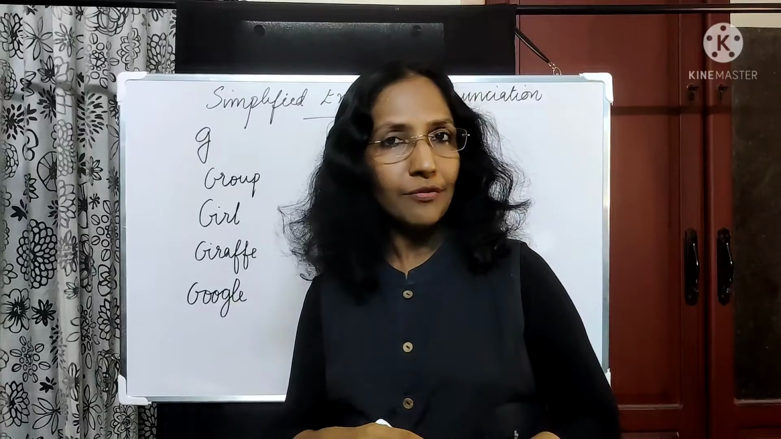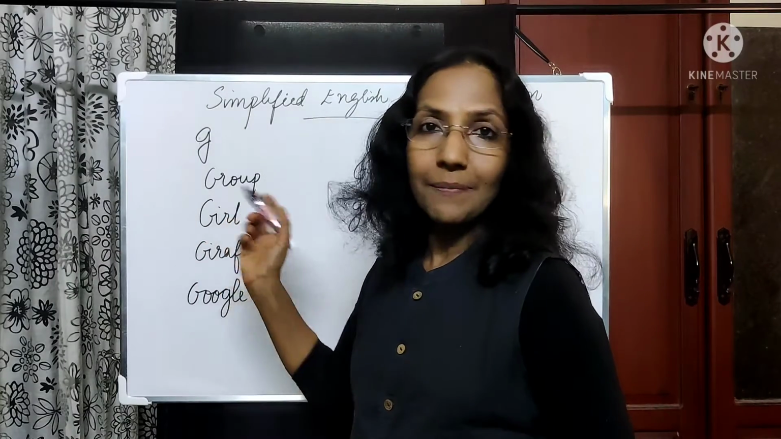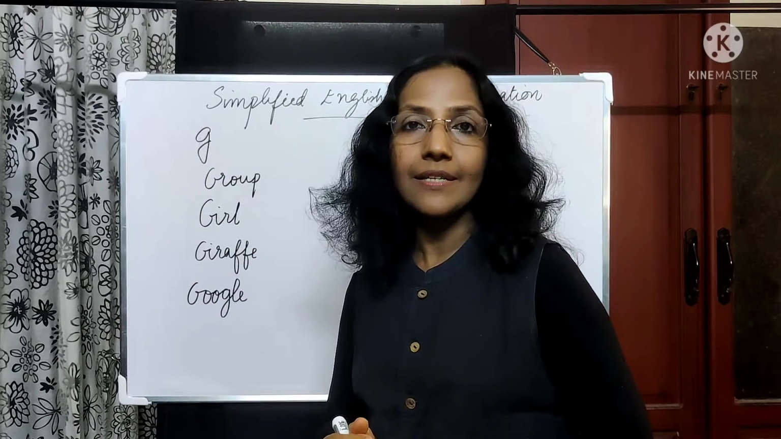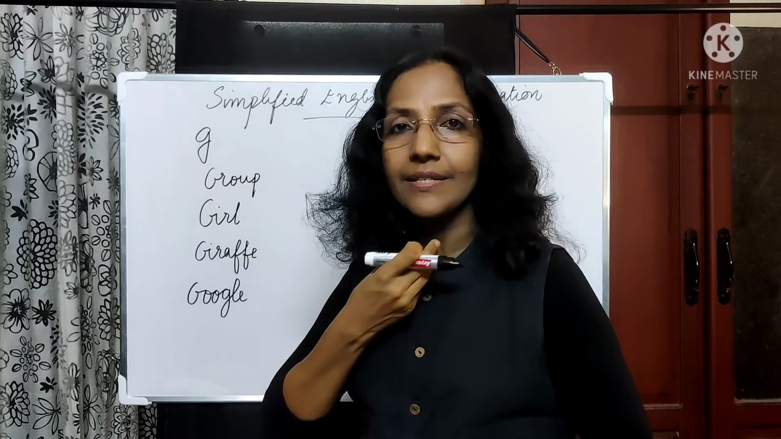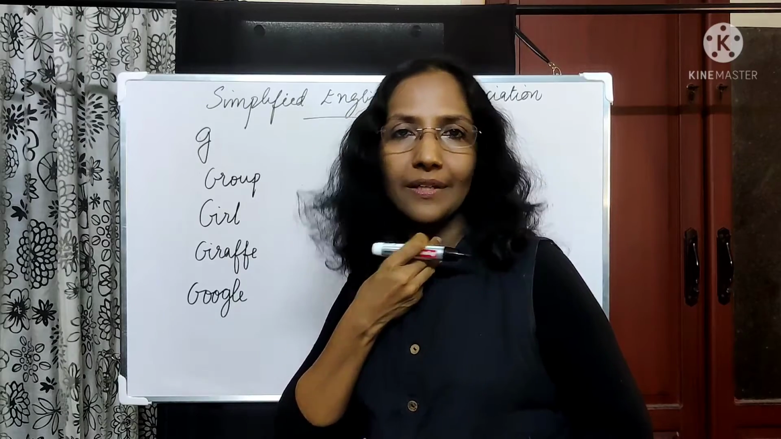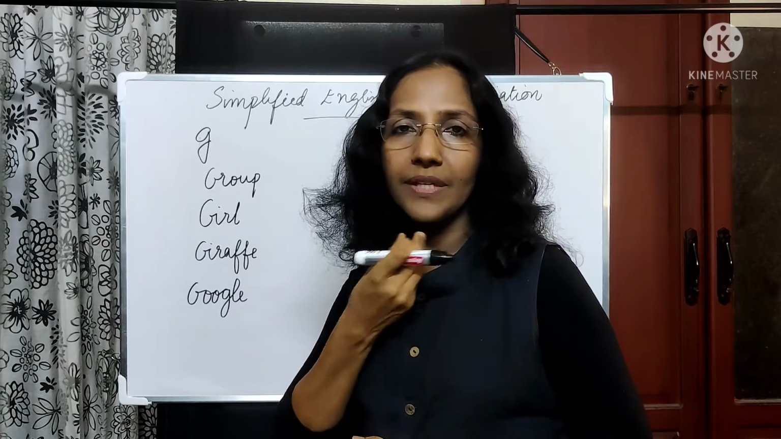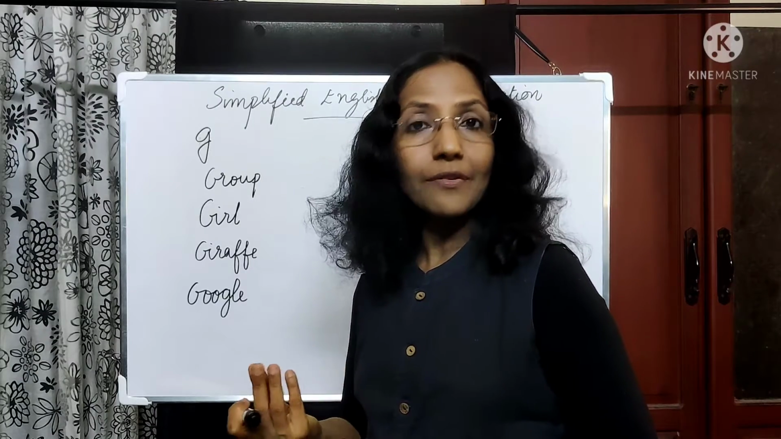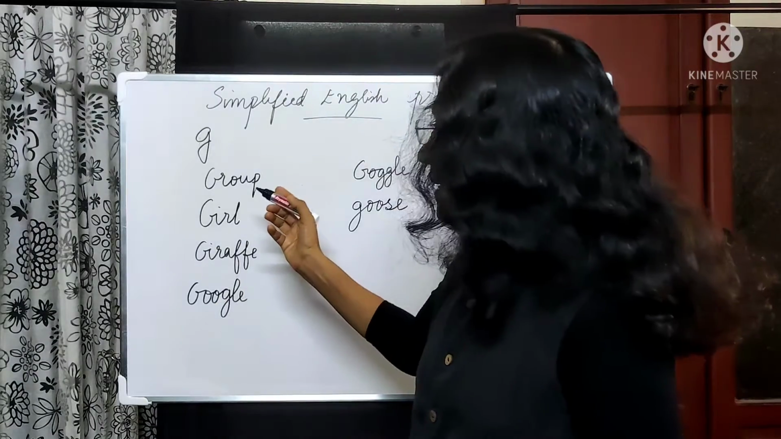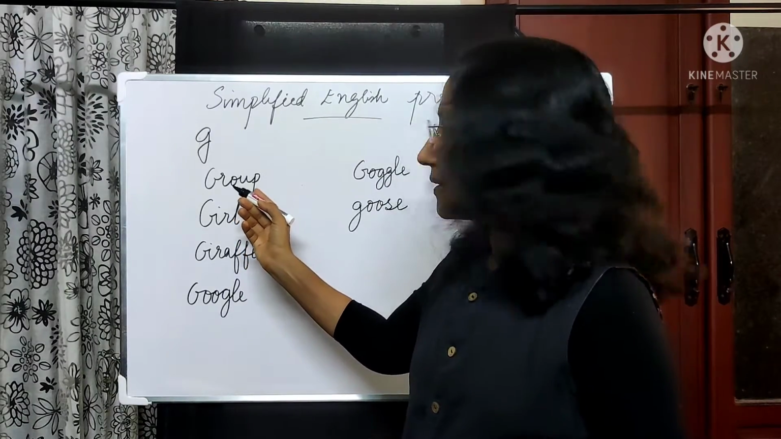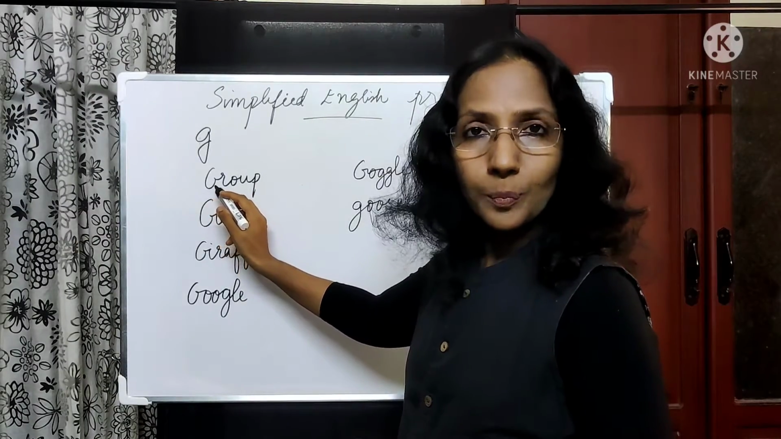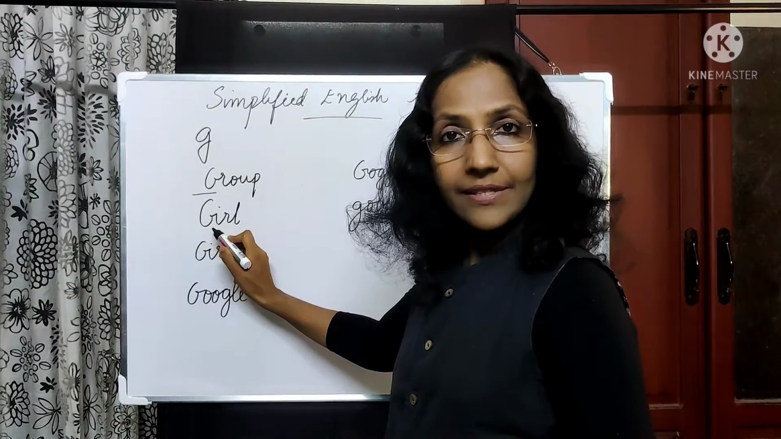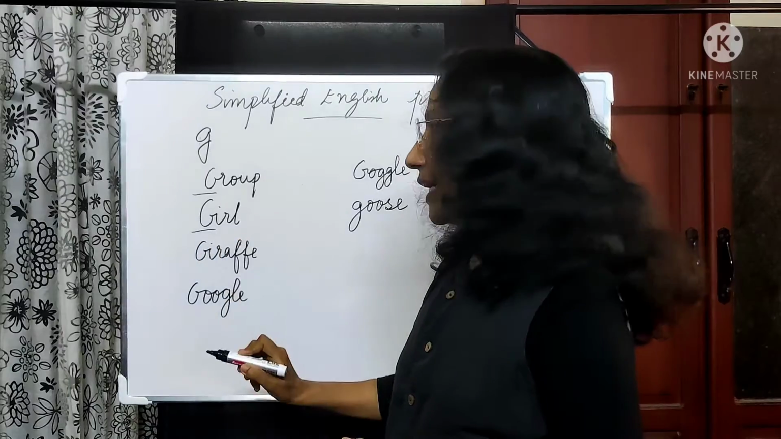Now let's learn another phoneme. It is a phoneme which is represented by the letter G, and the pronunciation is G. See, it's a voiced consonant, and we have to consider that it is a velar plosive. So it's a velar plosive voiced consonant. Let's see the sound as G, as in group. G as in girl.